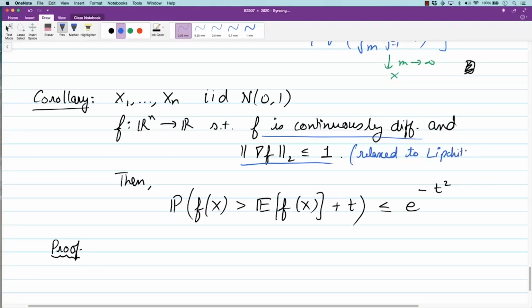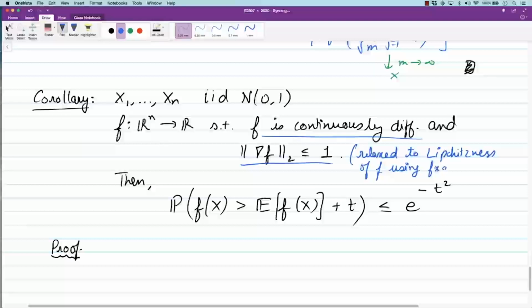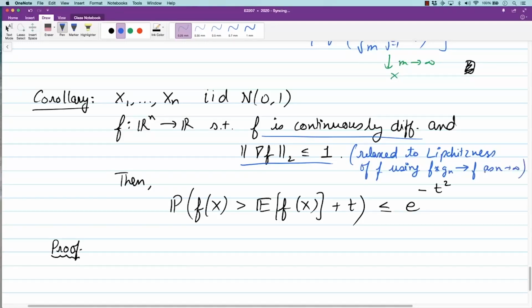Lipschitzness of f, using some kernel. So take a Gaussian kernel and convolve f with the Gaussian kernel, and you check that this goes to f as n goes to infinity. So basically you start with a Lipschitz function f and then show that this becomes nice and continuously differentiable, and this will have its gradients bounded by 1, and so you apply this bound for this function and take the limit. Some approximation like that can be done, but let's just show it for this case.